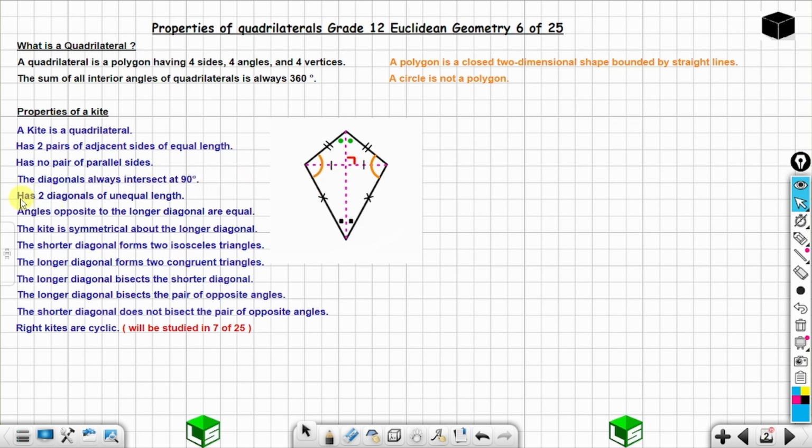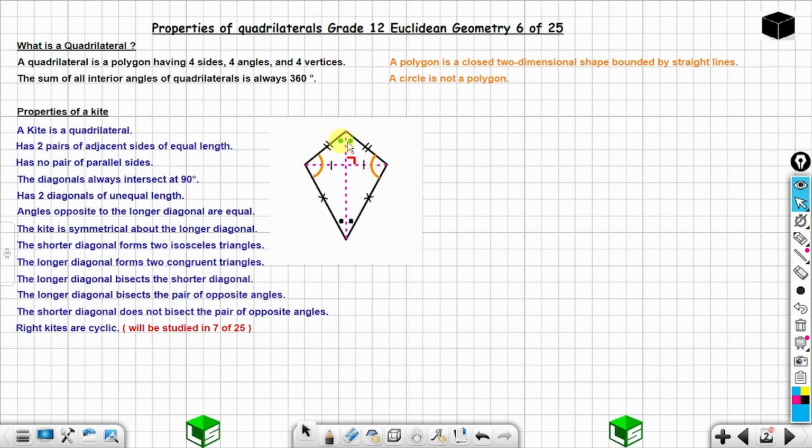And a kite has got 2 diagonals of unequal length. This diagonal is not the same as this diagonal in terms of length. This is shorter and this is longer. Angles opposite to the longer diagonal are equal. This angle and this angle are opposite to the longer diagonal, so they are equal.